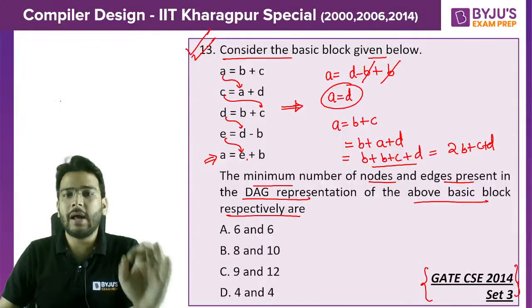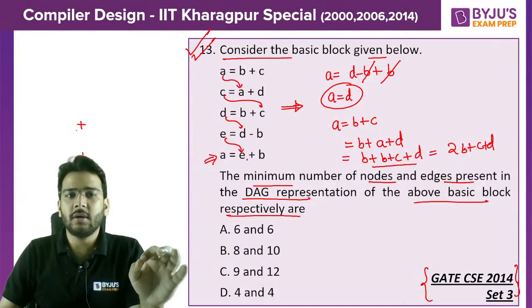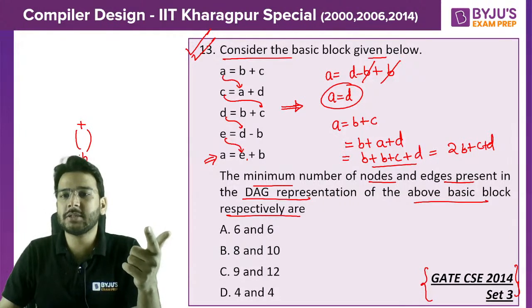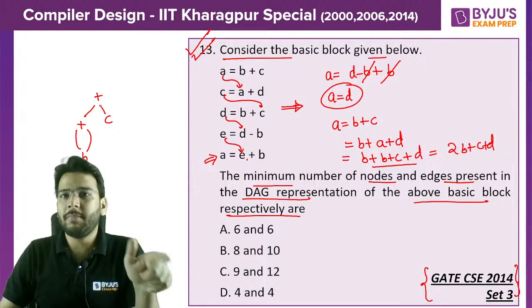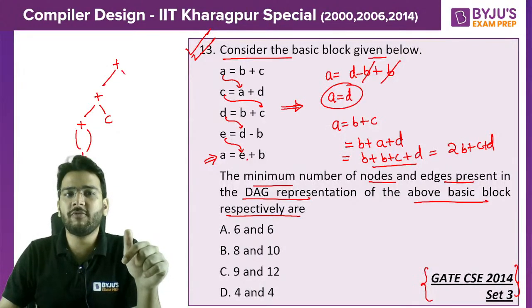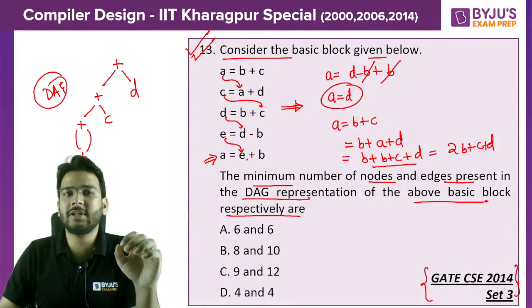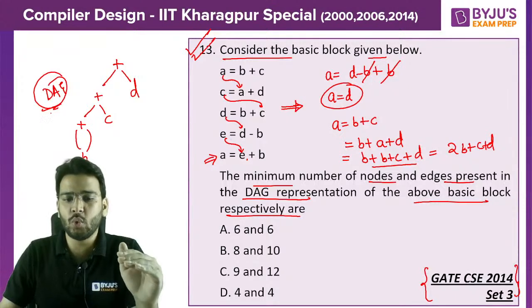Now see here, I'm making the DAG for it. So here it is plus, here it is B. There will be 2 edges like this because we are performing B plus B. Then I'm going to perform plus C, then I'm going to perform plus D. So this is the DAG for this given basic block, or for these given three address codes.